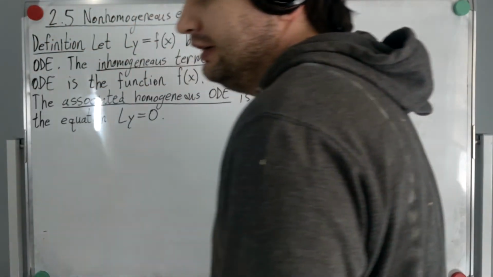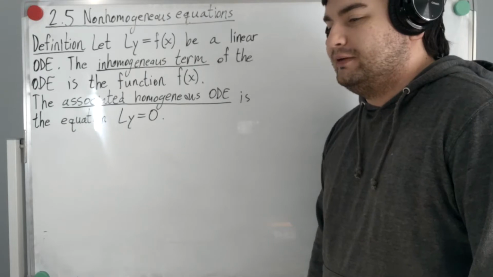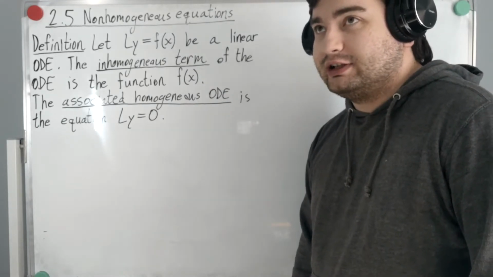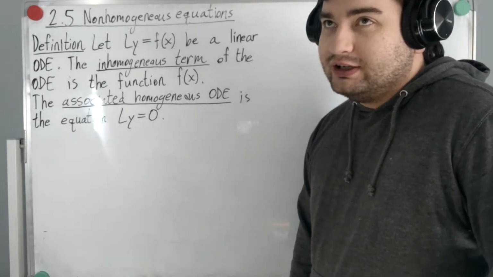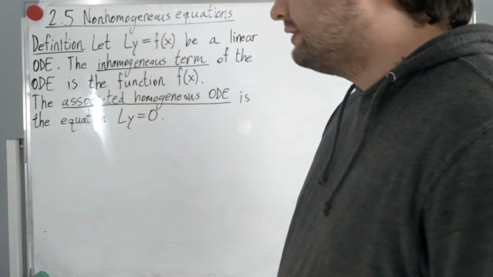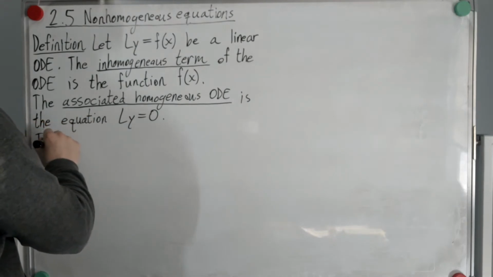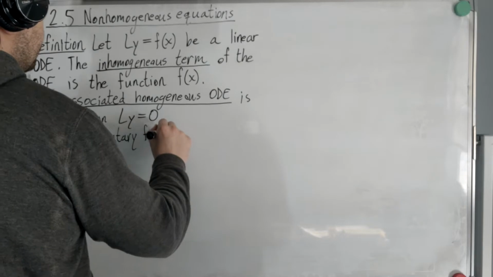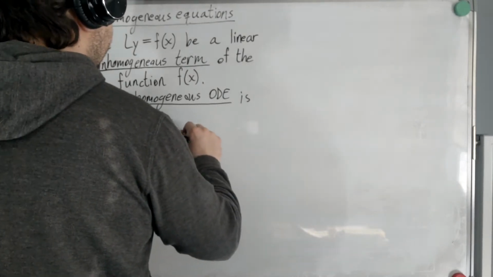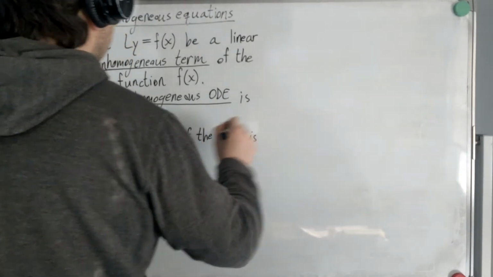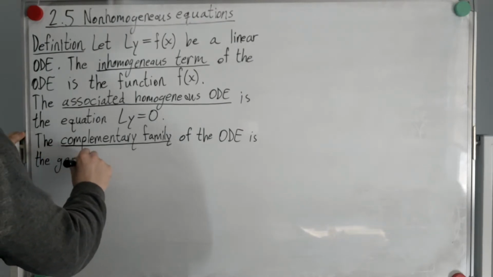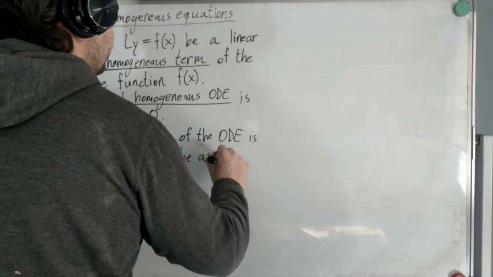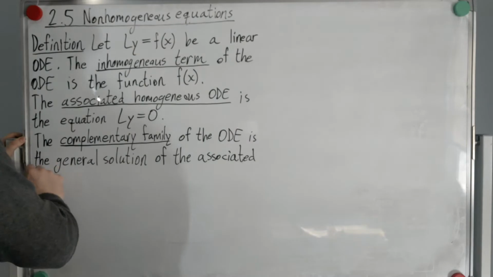Now this next one has a name that's slightly unfortunate. Lots of books, including ours, call it the complementary solution. Other sources call it the complementary function, and even that's not quite correct. So I'm going to call it the complementary family. So the complementary family of the ODE is the general solution of the associated homogeneous ODE.